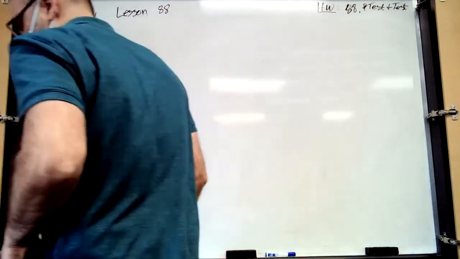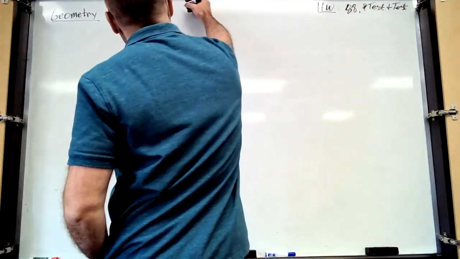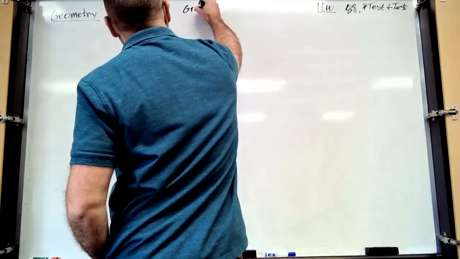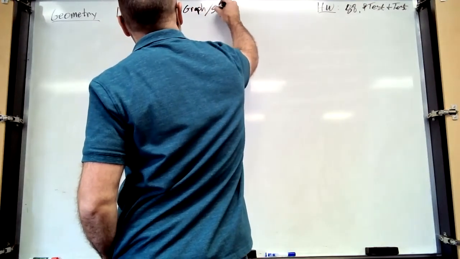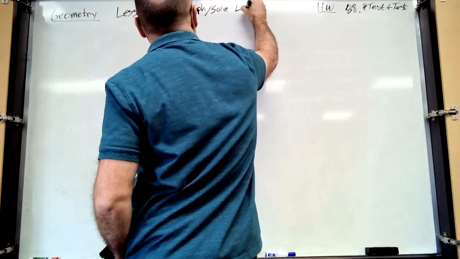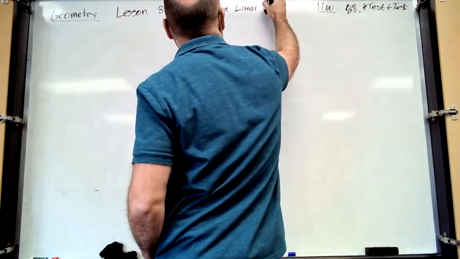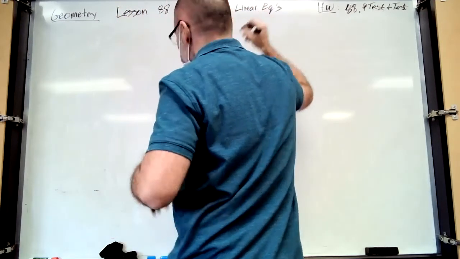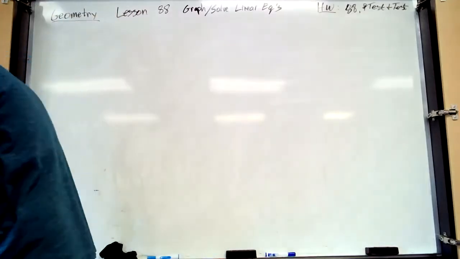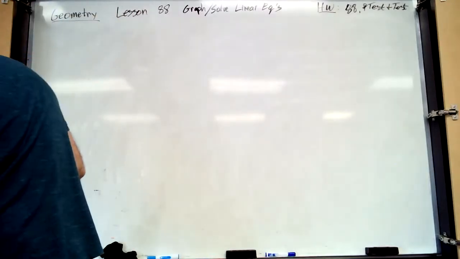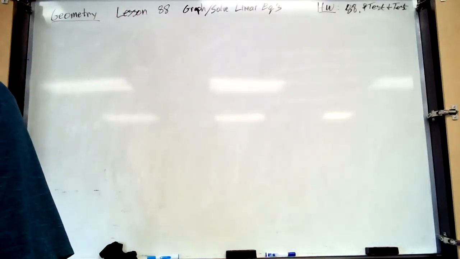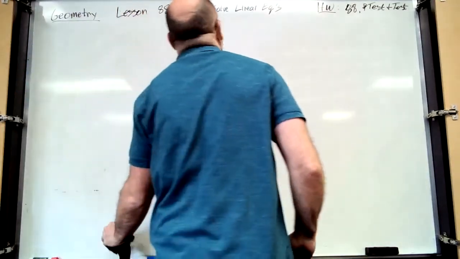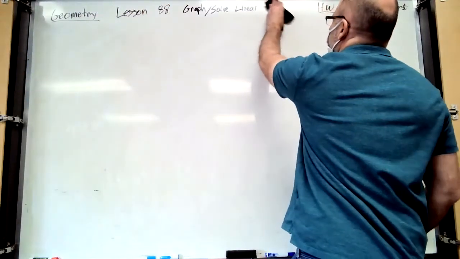So we're going to graph and solve linear equations. We did this in Algebra 1, but we're going to solve a system of equations by graphing. Oh, I remember this. So let's just throw an example up there and go for it. Oh, no, we're not doing that. We are doing linear inequalities.